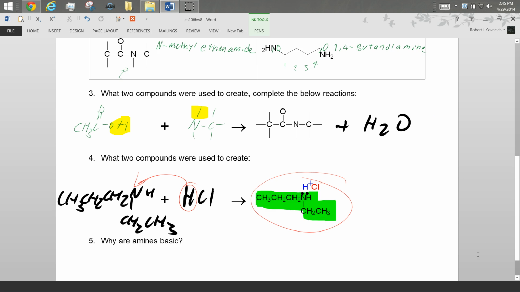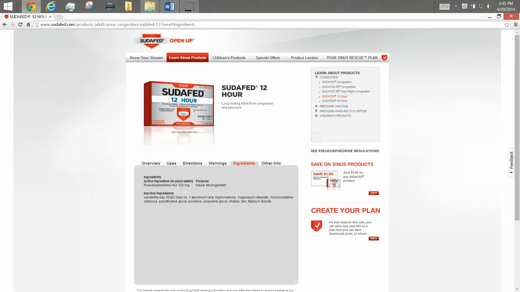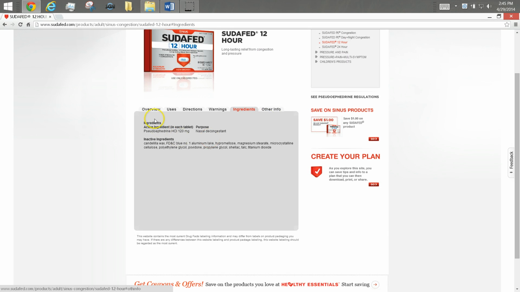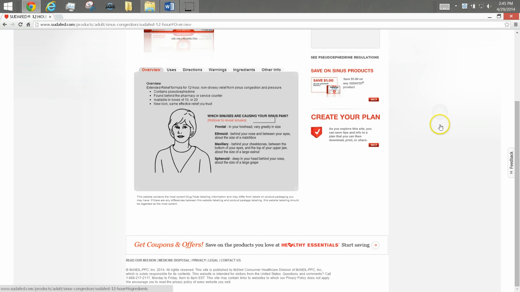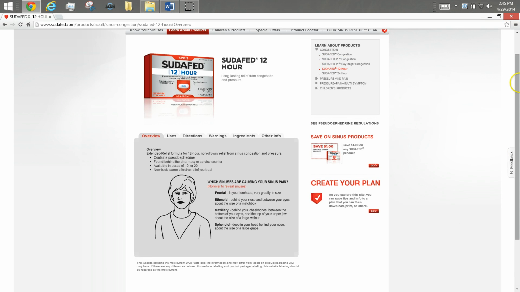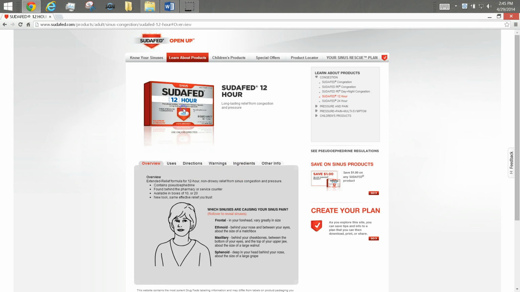Does that thing that I have highlighted green, does that look like it would like to mess around in water? No. It's really, really non-polar, right? So who makes this stuff? Maybe McNeil. No, I'm pretty sure they're the people who came up with this little effective advertisement. I don't know.